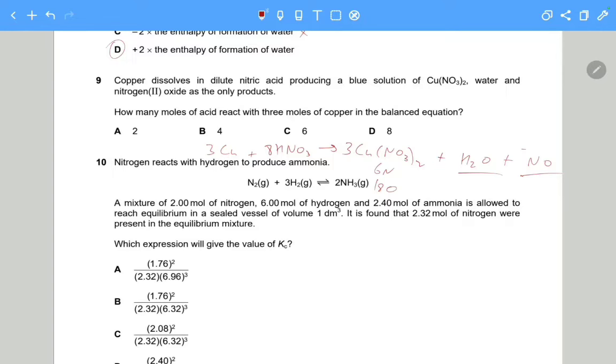So 8HNO3 means we have 8 nitrogens on the left, and we have 6 nitrogens in copper nitrate, which means we need to have 2 in nitrous oxide. Then we have a total of 24 oxygens on the left, and we have 18 oxygens in copper nitrate and 2 oxygens in nitrous oxide. So 18 plus 2, 20, which means we need a 4 here to balance it. As for the hydrogens, I think it's balanced because 8 hydrogens on the left, 8 hydrogens on the right, balanced. So the answer is option D, 8.